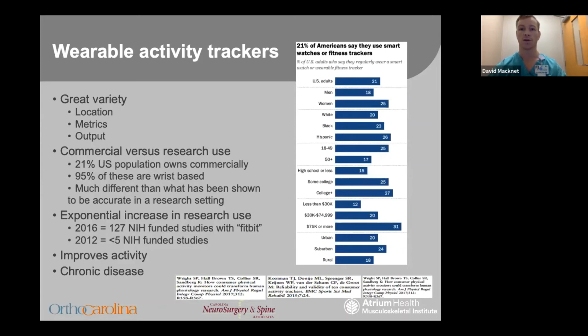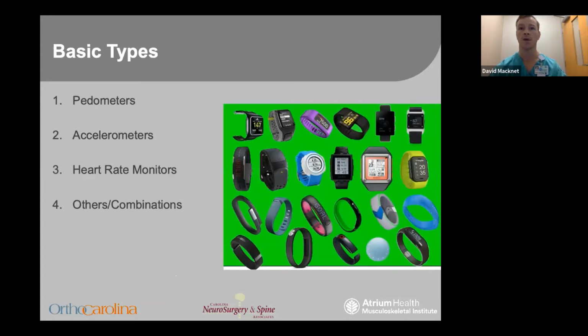The use in the research world in general is blossoming, with more and more studies each year utilizing some sort of activity tracker, as you can see from some of the NIH funding statistics here. The mere act of wearing one has been found to increase people's overall activity levels and aid in chronic disease management. There are 4 basic categories that activity trackers fall into: pedometers, accelerometers, heart rate monitors, and combination products, and we'll go through each here.